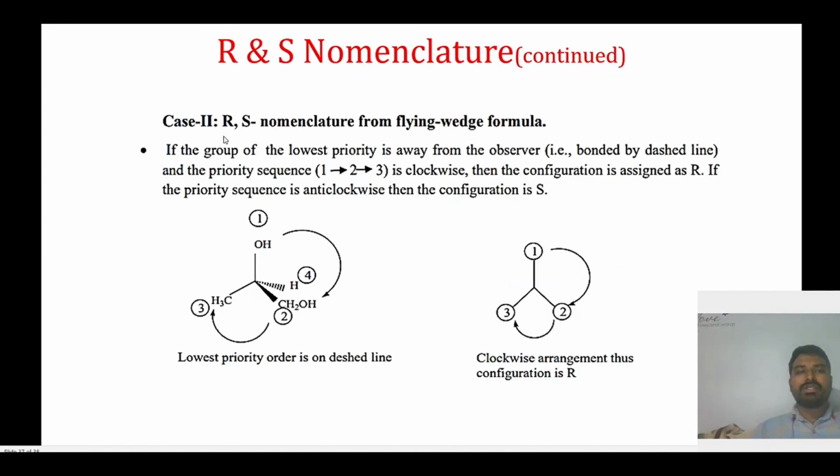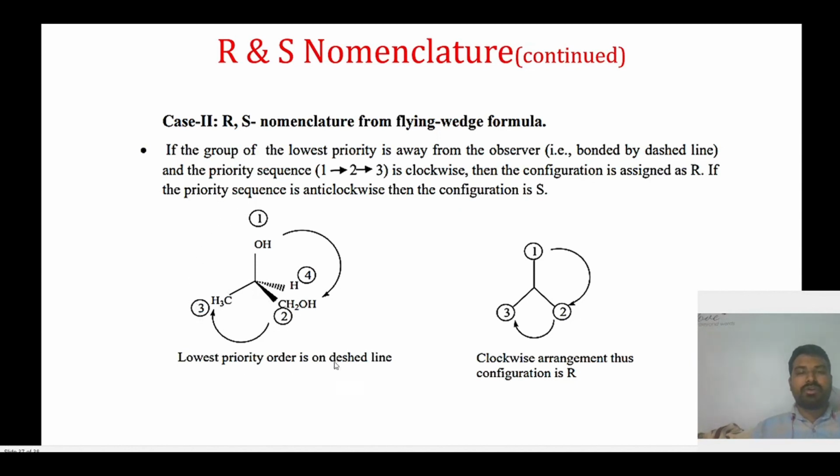R and S nomenclature, that is case 2, the flying wedge formula. If the group of lowest priority is away from the observer, that is bonded by a dashed line, and the priority sequence 1, 2, 3 is clockwise, then the configuration is assigned as R. If the priority sequence is anti-clockwise, then the configuration is S. I have given the example over here.